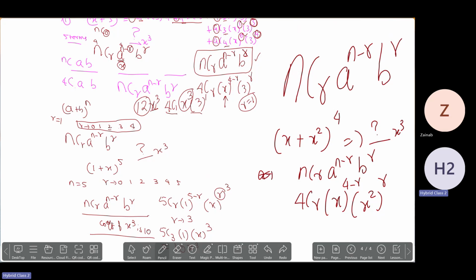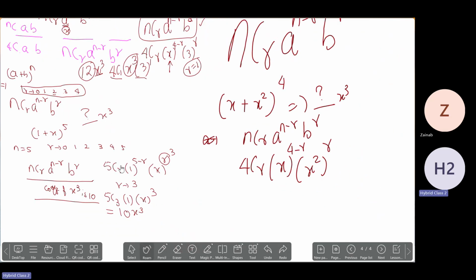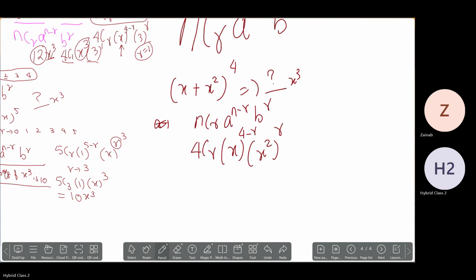Now what do you have to do? Listen here one time. In this question, how are you going to locate now? x already has one power, and further one more power is there. What do we do with those two powers? Multiply. So if I simplify, 4Cr x to the power 4 minus r, x to the power 2r.